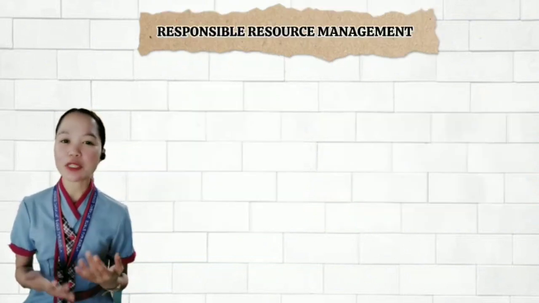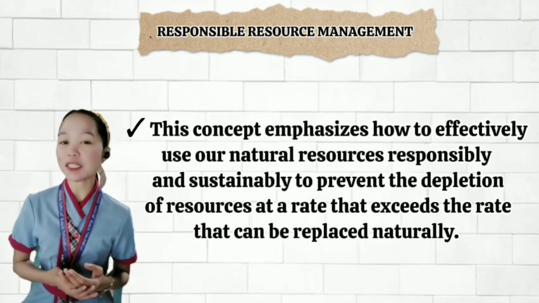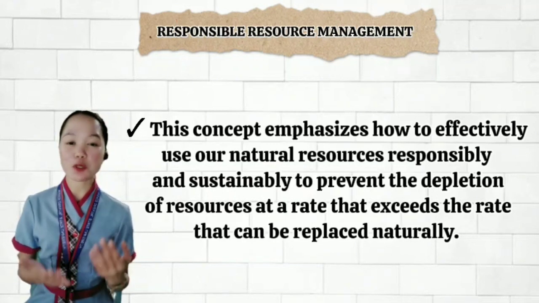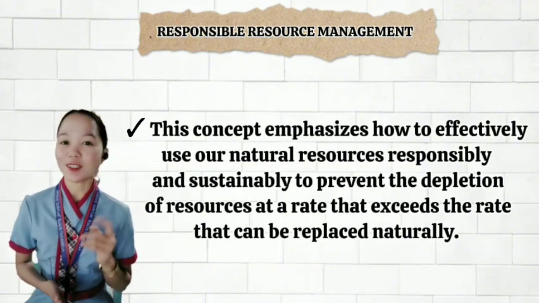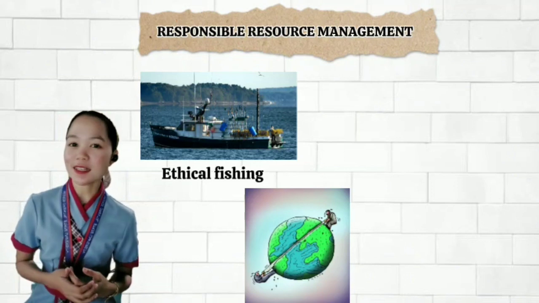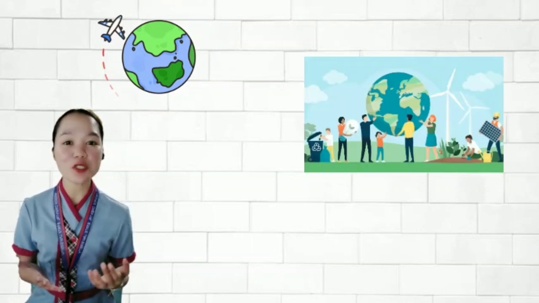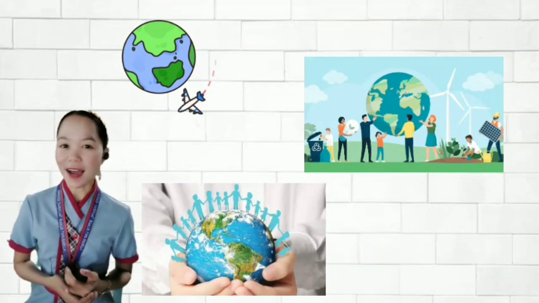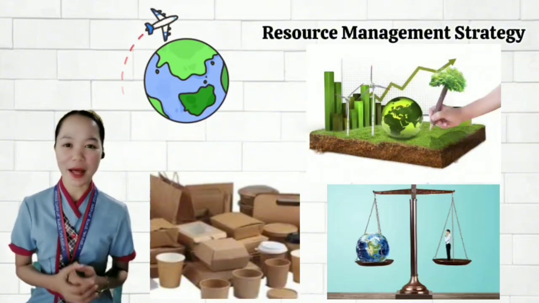4, responsible resource management. This concept emphasizes how to effectively use our natural resources responsibly and sustainably to prevent the depletion of resources at a rate that exceeds the rate that can be replaced naturally. It includes ethical fishing and logging practices and restrictions on exploiting resources, among other things. So these tenets serve as the cornerstone upon which sustainable living and environmental stewardship are considered. They direct us towards resource management strategy that is more eco-friendly and well-balanced.